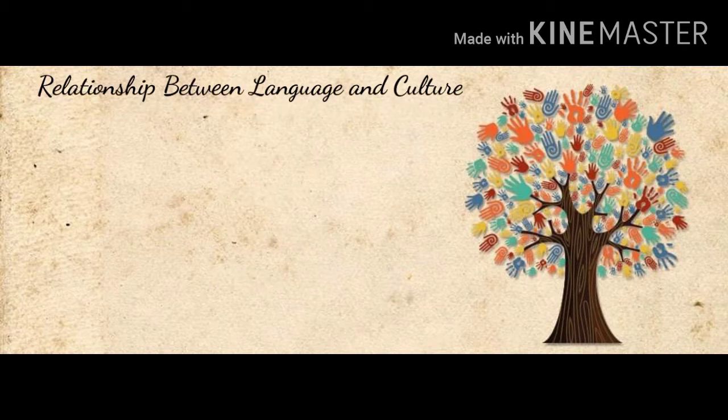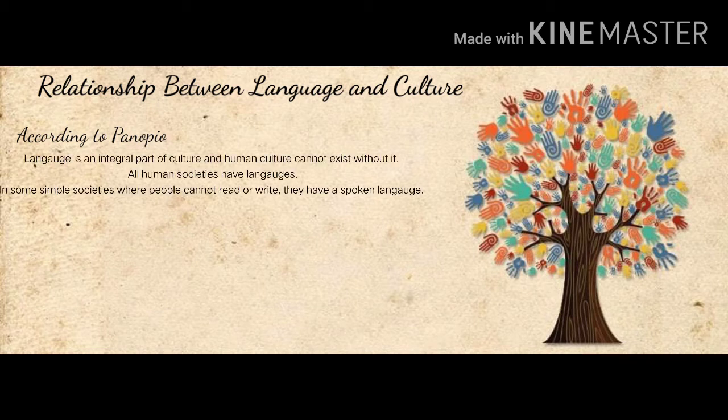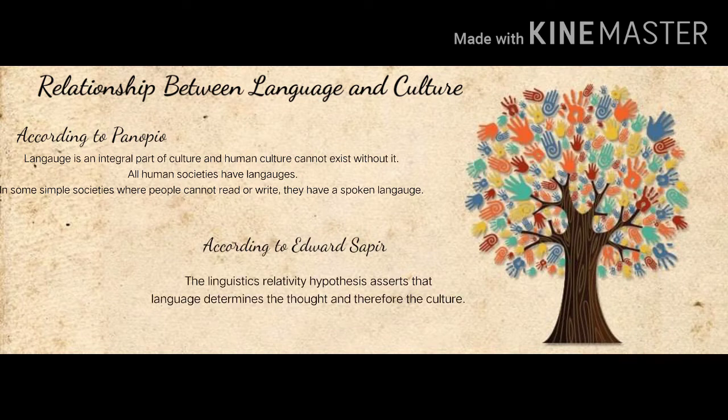The relationship between language and culture. According to Panopio, language is an integral part of culture, and human culture cannot exist without it. All human societies have languages. In some simple societies, where people cannot read or write, they have a spoken language. Well, according to Edward Sapir, the linguistic relativity hypothesis asserts that language determines thought and therefore the culture.